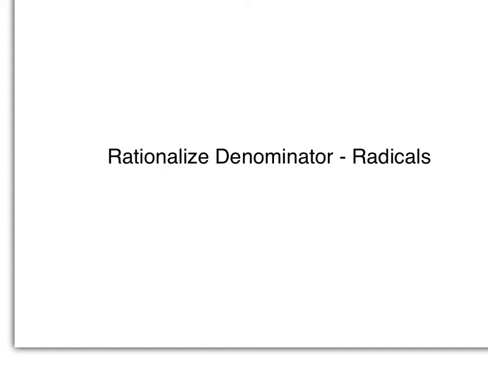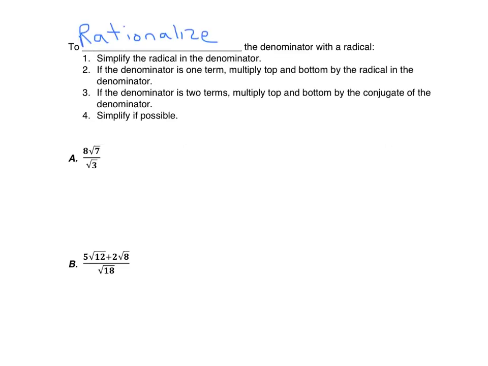In this tutorial, we will be looking at rationalizing the denominator with radicals. To rationalize the denominator with a radical, we're going to simplify the radical in the denominator, and then we have one of two choices. If the denominator is one term, then we just multiply the top and the bottom by the radical. If the denominator has two terms, then we're going to multiply the top and bottom by the conjugate of the denominator, and then we're going to simplify if we can.